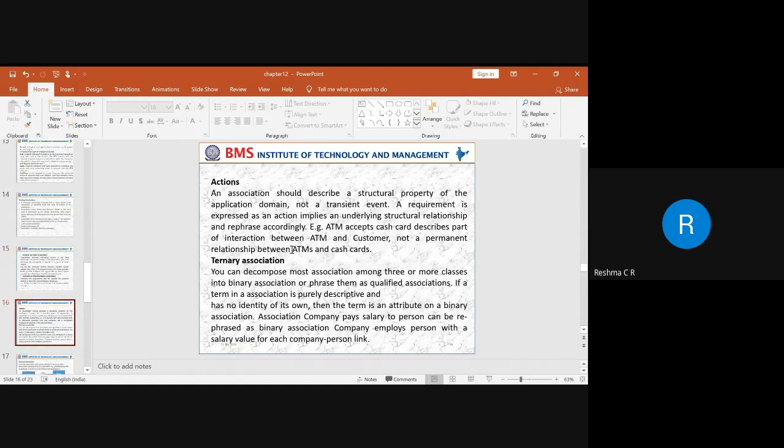The next thing is action. We need to identify what the different events are that will be carried out with respect to the problem domain. Based on the transaction of an event or transient of an event, we need to express those events in terms of actions.